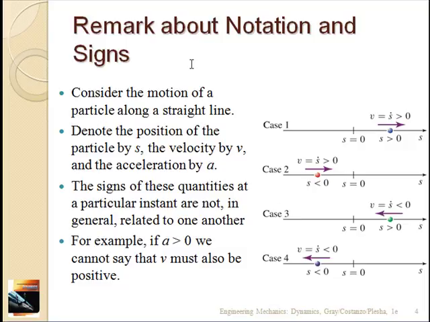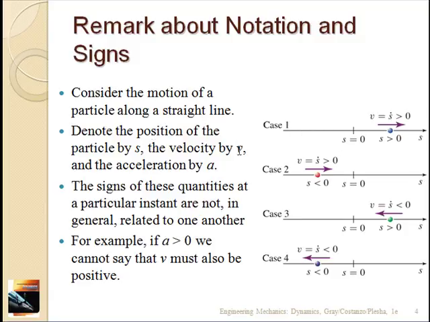So a little bit about notation and signs. Again, think about a particle just moving along a straight line. The position is referred to by the coordinate s. So s, for example, in all these cases that we'll talk about over here, s equals 0 is right in the center of the line. So positive s means the particle's out on the right, and negative s means the particle's over on the left. So the sign of s tells us whether we're to the right or the left of our origin.